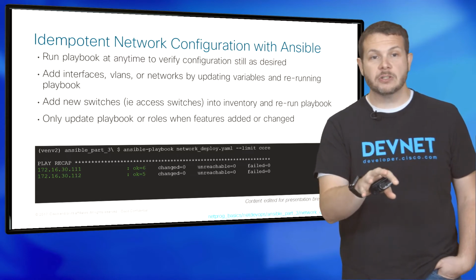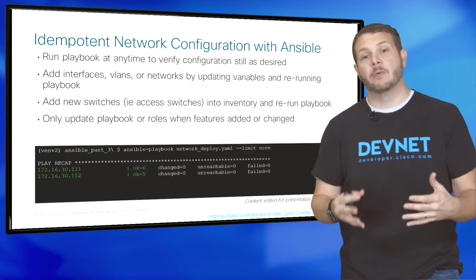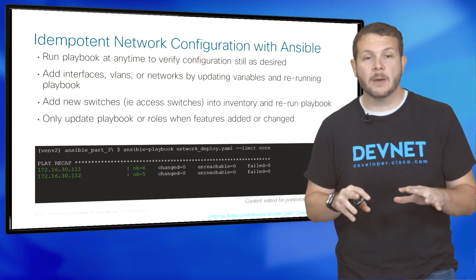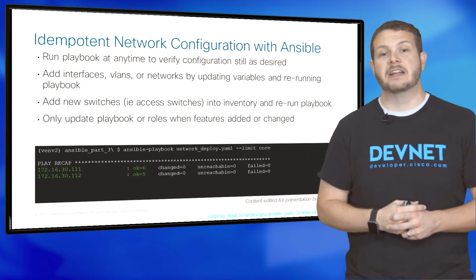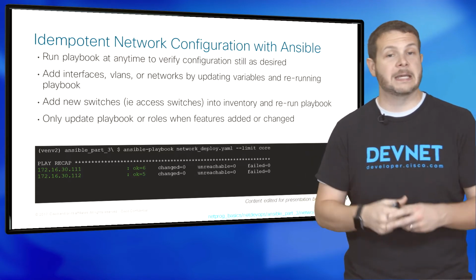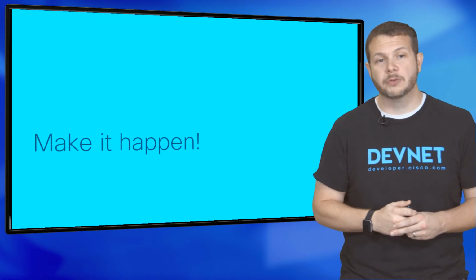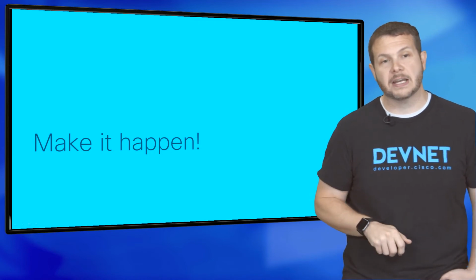If I add new switches, we add them to the inventory file, rerun the playbook, and once again our network is back into spec with our desired state. Now we only have to update the playbooks or the roles when new features are added or changed inside of our network intent. Now that we've talked about what we're trying to accomplish and how we will do it, let's make it happen seeing these playbooks in action.